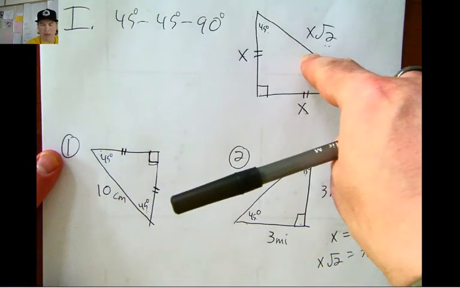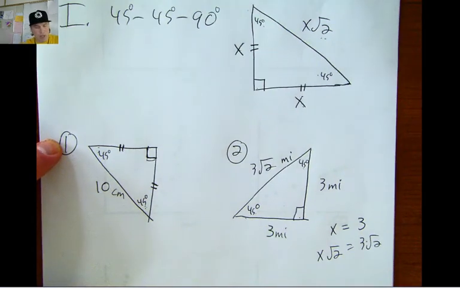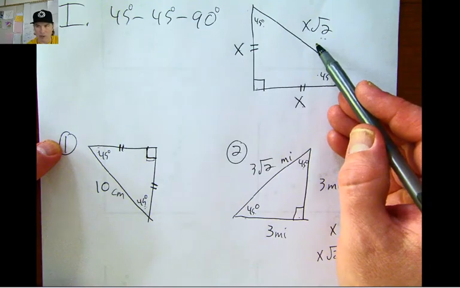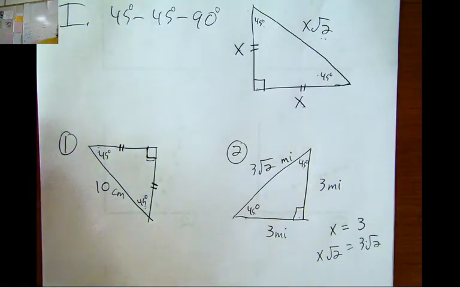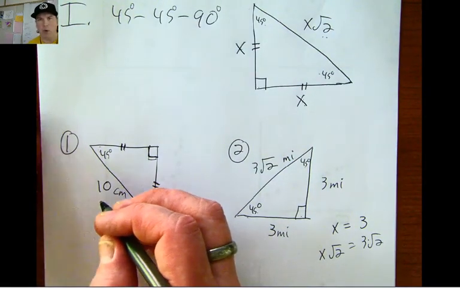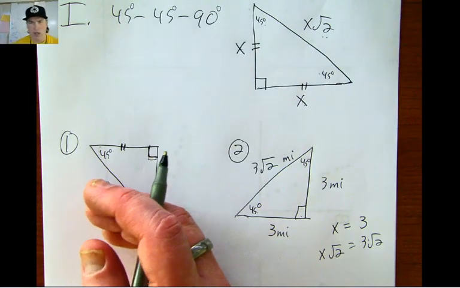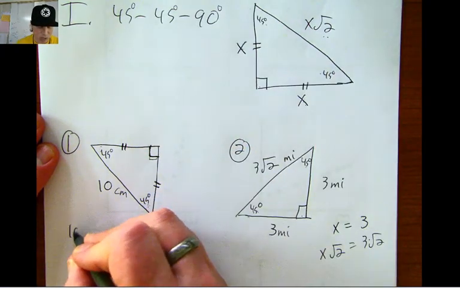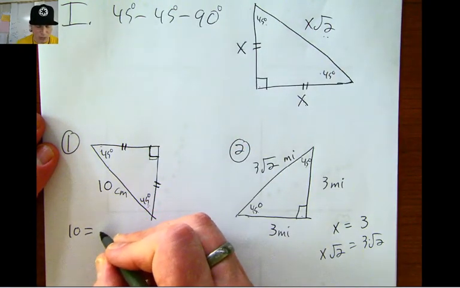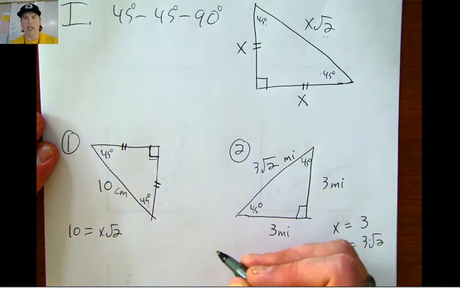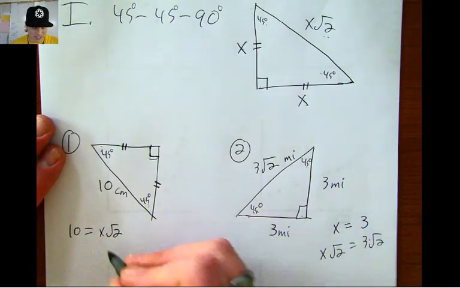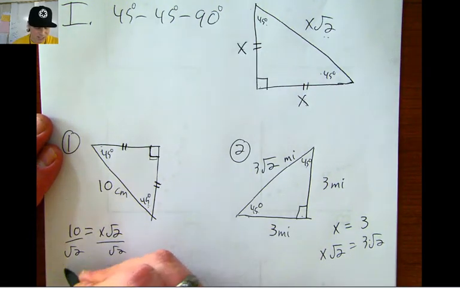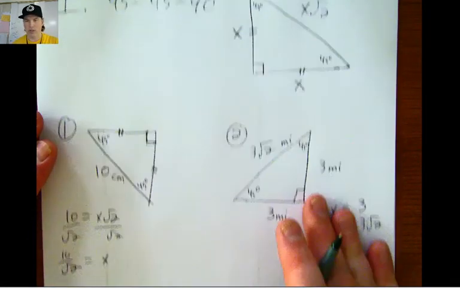This picture pops into my head, and you look to see what you have. You have the hypotenuse, which is the x root 2. So if I think about this from an algebraic standpoint, keep the camera on, Elliot, this is the x root 2. So I set 10 equal to x root 2. And I need to algebraically solve for x, so I divide both sides by root 2. And I end up getting x equals 10 over root 2.